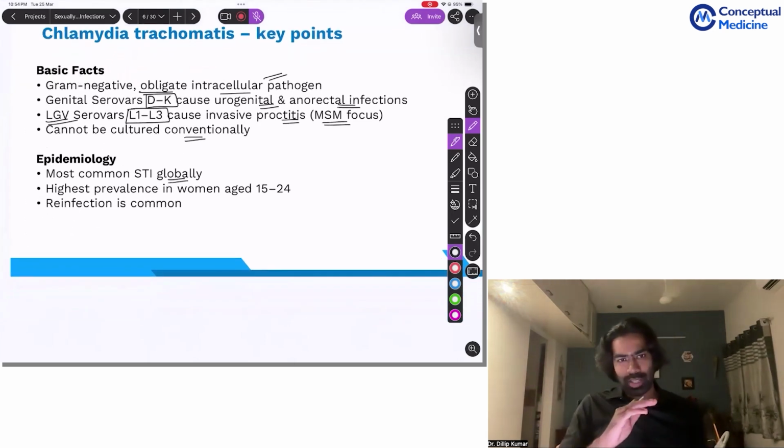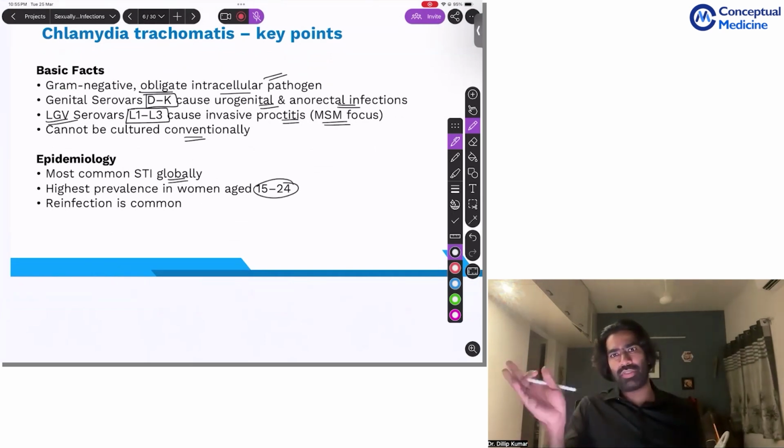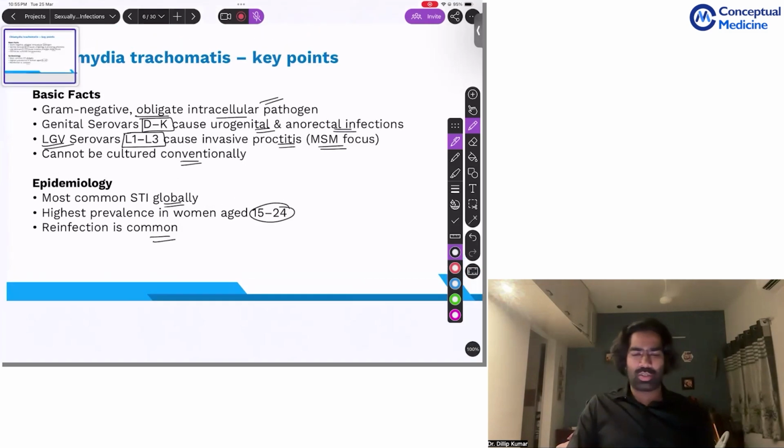And it's the most common sexually transmitted infection globally, and the prevalence is going to be maximum in women aged 15 to 24 years. And reinfection is quite common as well.